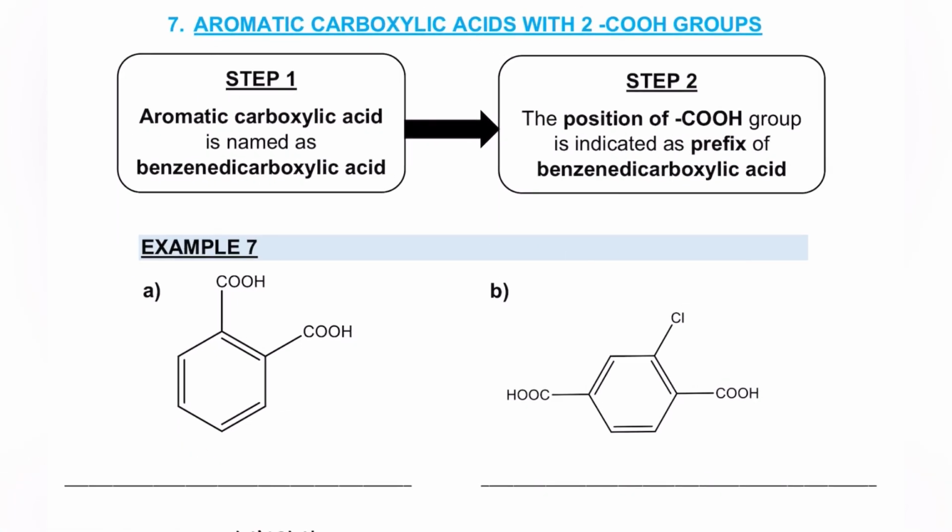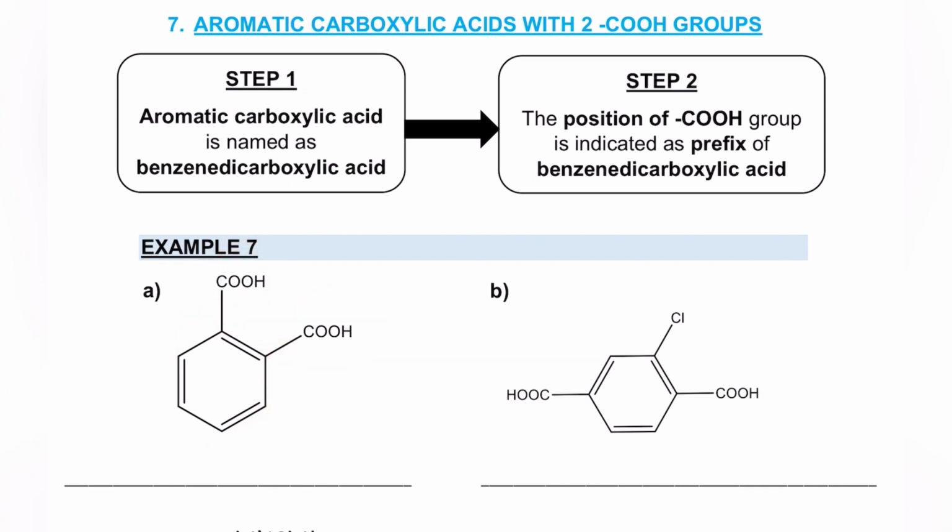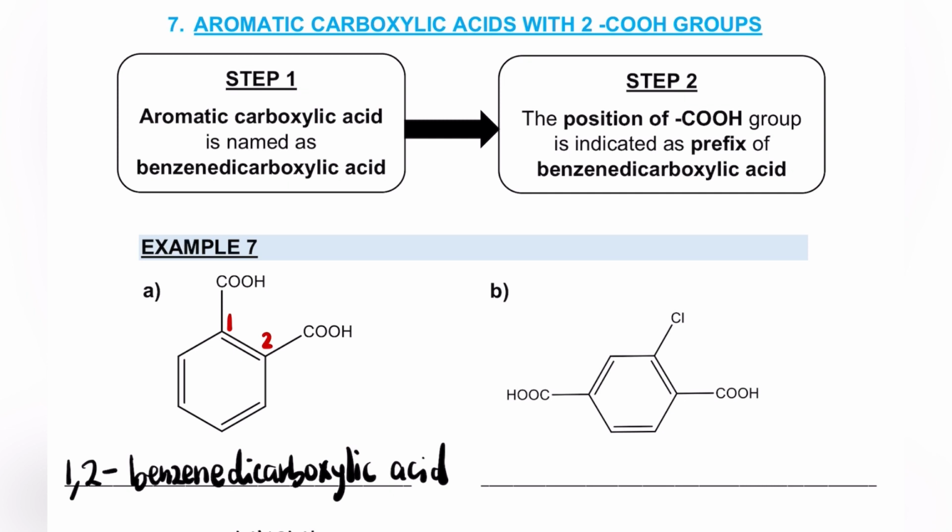Now we go for aromatic carboxylic acid with 2 carboxyl groups. So this is where you are going to choose the parent as benzene dicarboxylic acid because 2 carboxyl groups are attached to it. And then give the position of your carboxyl groups. Example A, you have the carboxyl groups at the first carbon and the second carbon. It will be 1,2-benzenedicarboxylic acid. So this is the name for structure A.